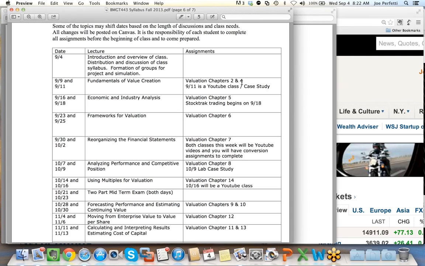So that's what the case study represents, and that will be, instead of doing it physically in class, you'll be working in the finance lab on that assignment. So we'll talk fundamentals of value creation, just basic principles of what it means to create value. The week of the 16th, we'll introduce the EIC framework.